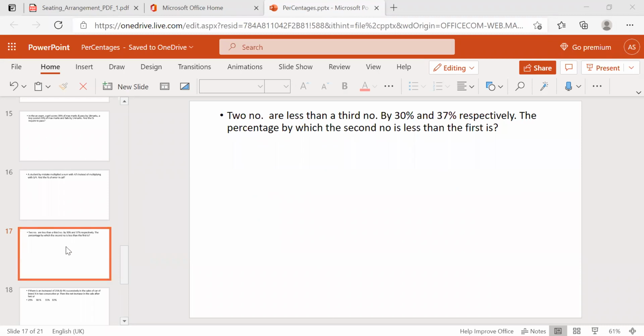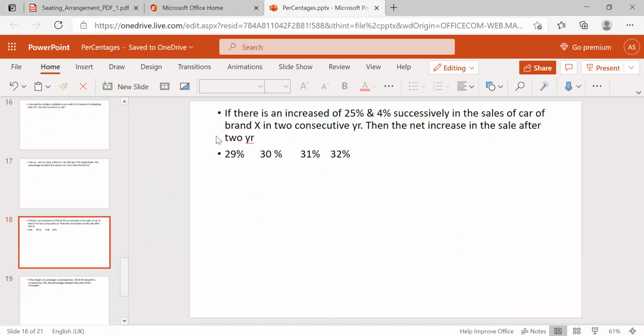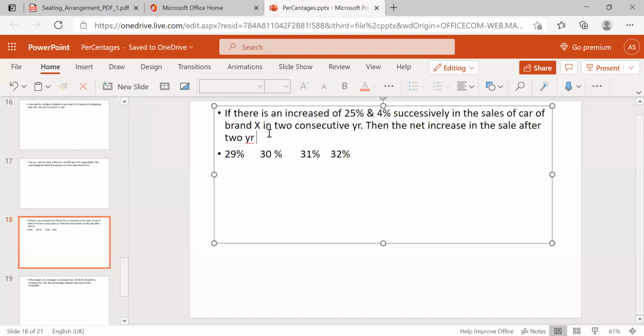Previous competitive exam question. If there is an increase by 25% and 4% successively in the sale of cars of brand X in 2 consecutive years, then what is the net increase in the sale after 2 years? What they are asking here: in 2 years, one branded car's sale is increased by 25% in one year and another 4% in the next year. Then what is the net increase in the sale after 2 years?